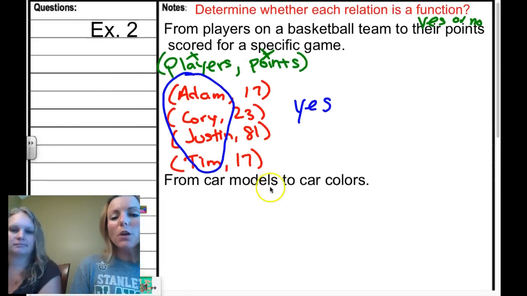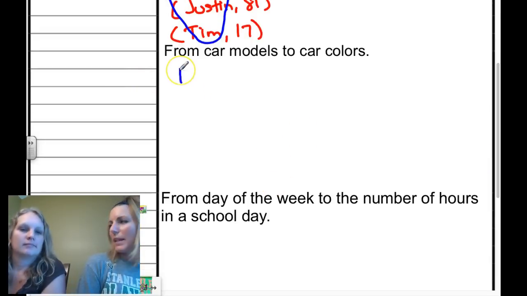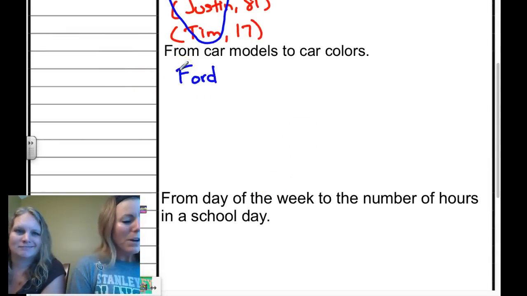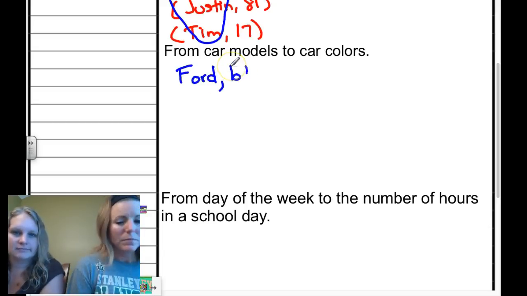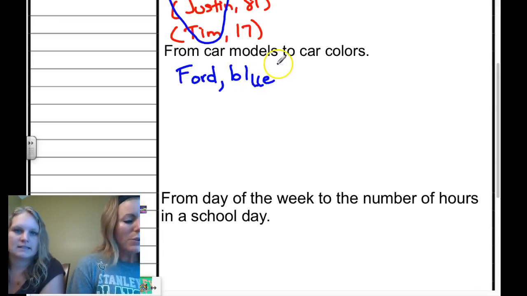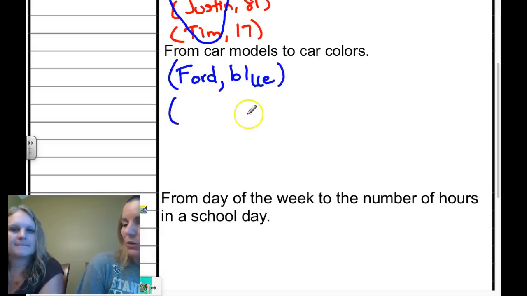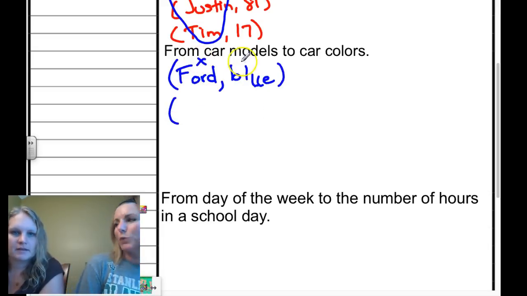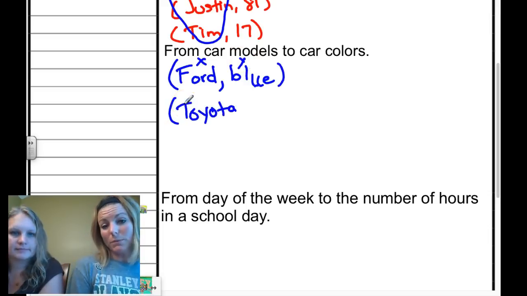Let's do another one. From car models to car colors. So let's say Ford. Ford is blue. That's one pair. And notice it said from car models to car colors, so car models is X, car colors is Y. How about Toyota? My Toyota is also going to be blue.